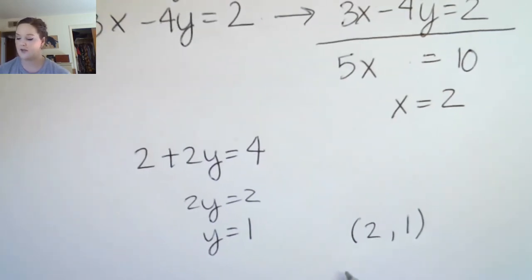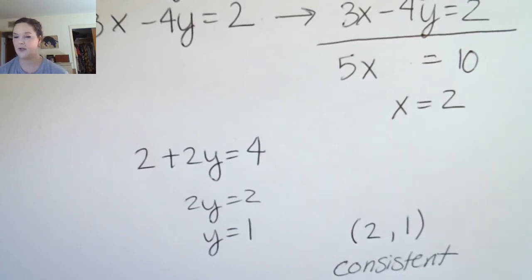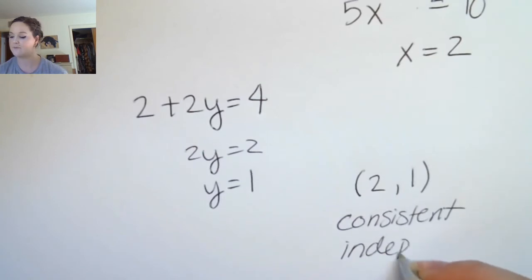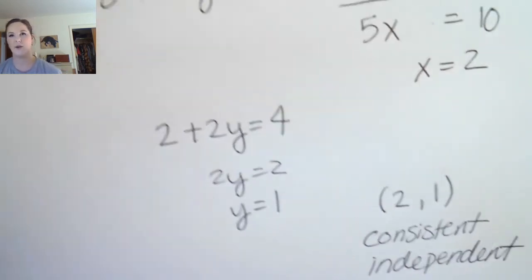Okay, now because this has a solution, this would be consistent. Okay, and because there's only one solution, this would be called independent. Okay, all right, let's look at a couple more examples of that method.